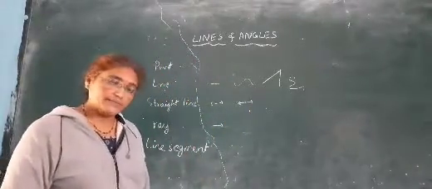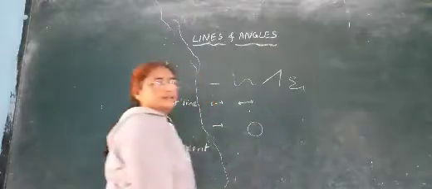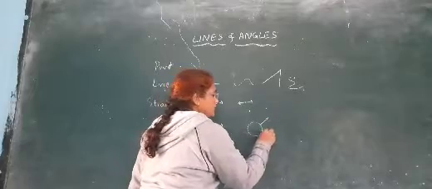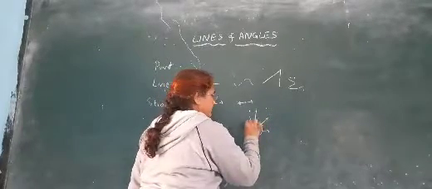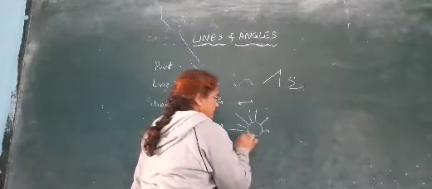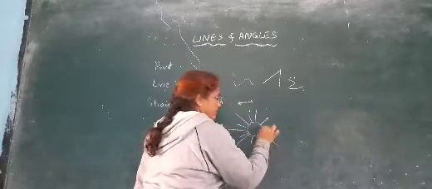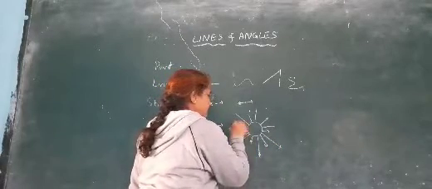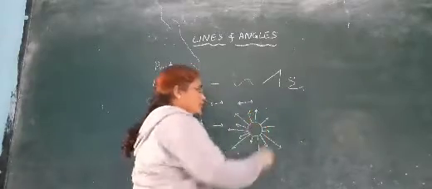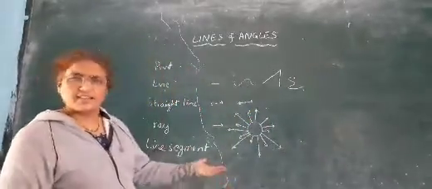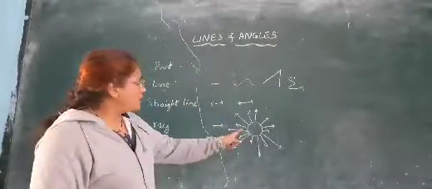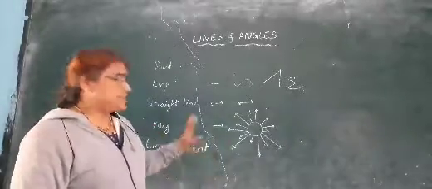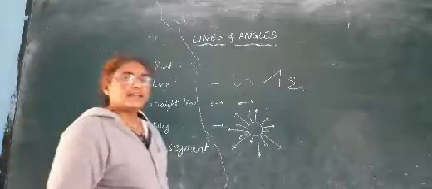Where do we see this ray? When you are very small children, you will write the sun like this. Have you remembered? Do you remember this figure? When you are in LKG or UKG, first standard or second standard, you will write the sun like this. So what are these? These are sun rays. But now you have to write the definition of the ray. Okay. Next is line segment.